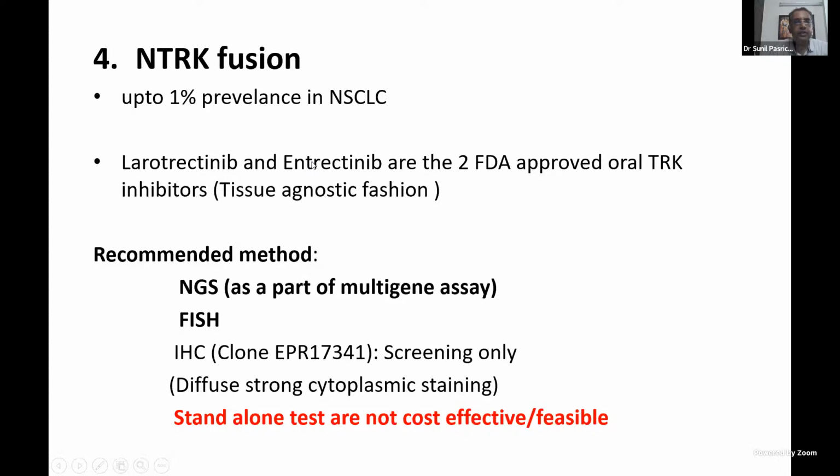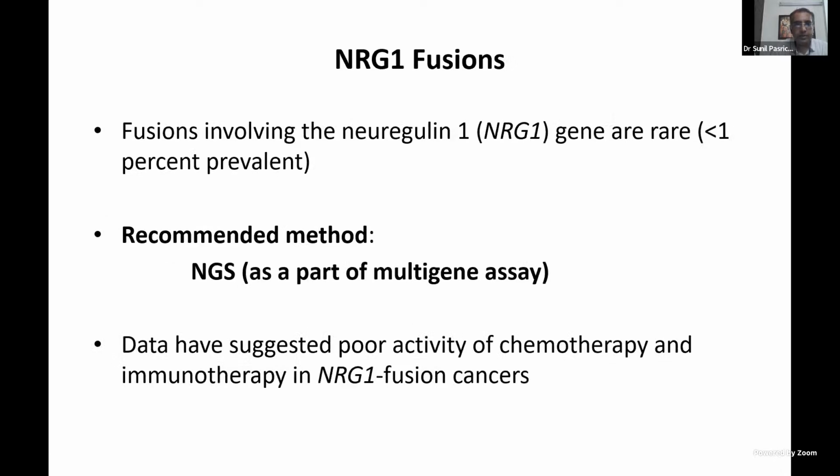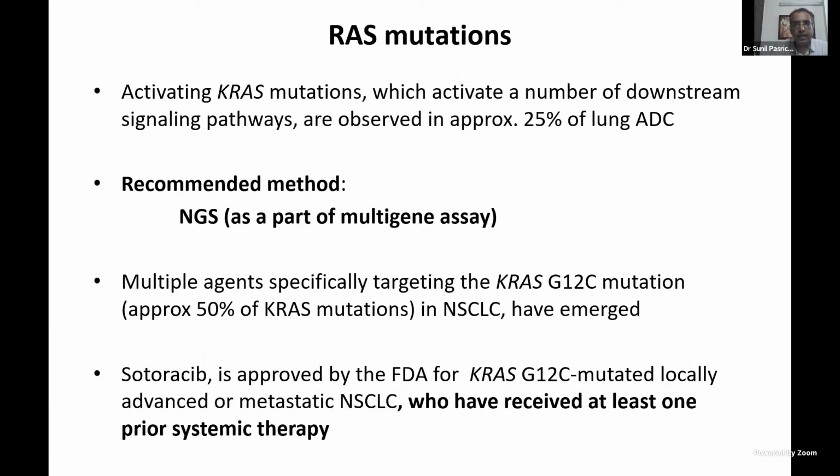NTRK fusions have a prevalence of up to 1%. Larotrectinib and entrectinib are the 2 FDA-approved oral TRK inhibitors, which are approved in a tissue agnostic fashion. The recommended method is NGS as a part of a multi-gene assay. Immunohistochemistry we are using only as a screening, with the clone EPR17341, which we have at our institute, and which shows strong cytoplasmic staining. However, it has to be confirmed with NGS or FISH, and standalone tests are not cost effective. And larotrectinib has been approved. These are very rare. NRG1, I can skip that.